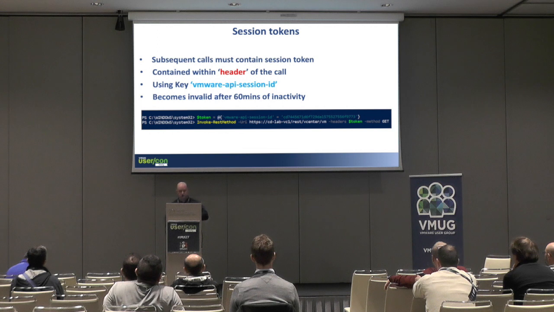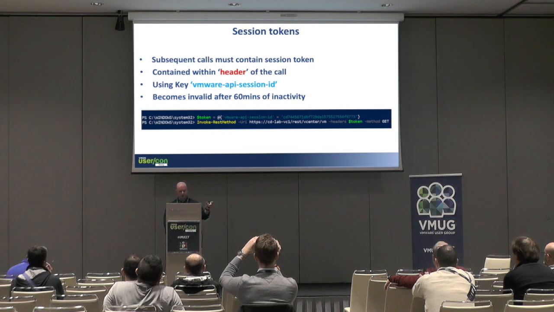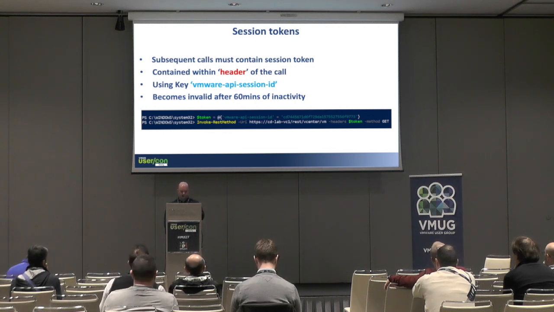So this is an example of just breaking it up there. I've just used an array there: vmware-api-session-id, then my session ID, and then this is me making the call. So Invoke-RestMethod, pointing at my vCenter, looking at the VMs, and then within the headers, I've specified that session token.